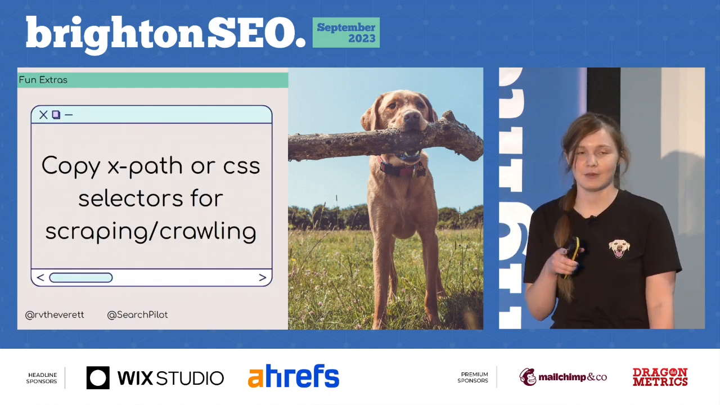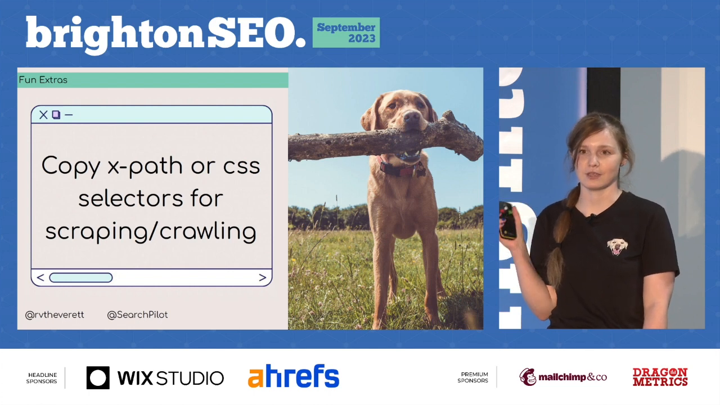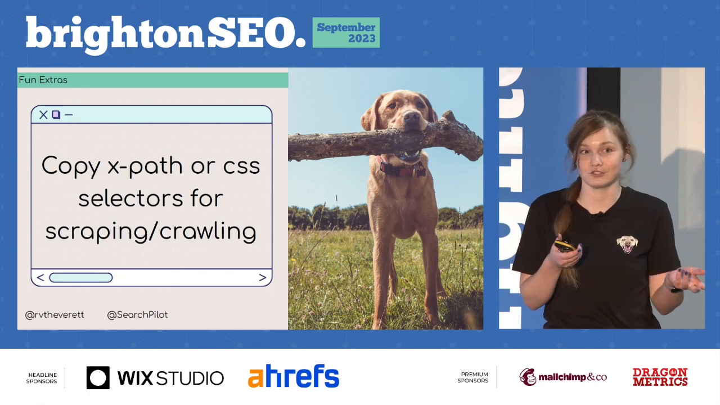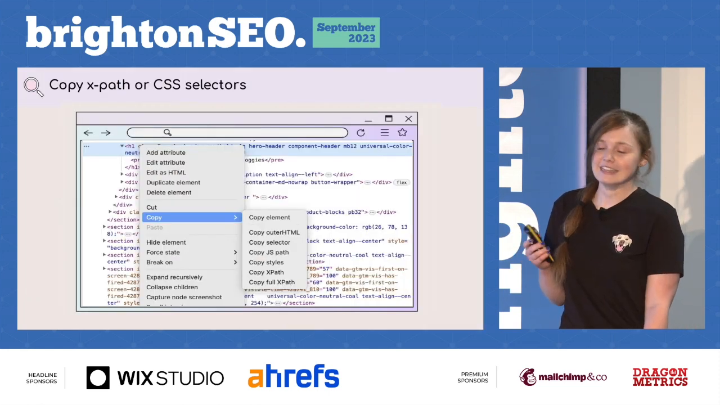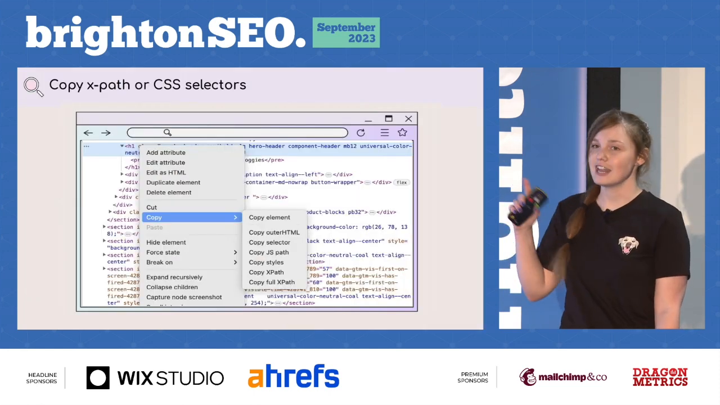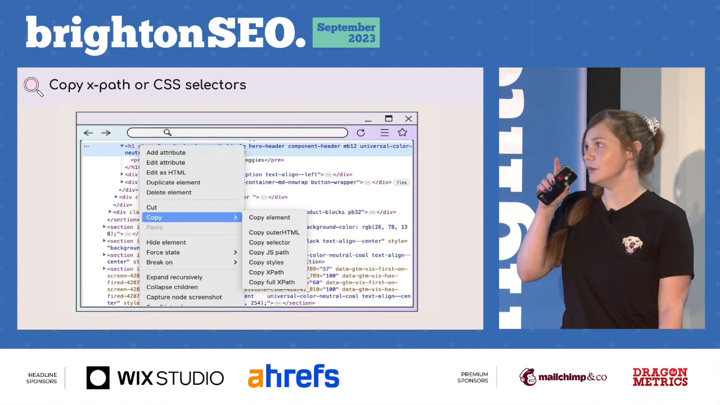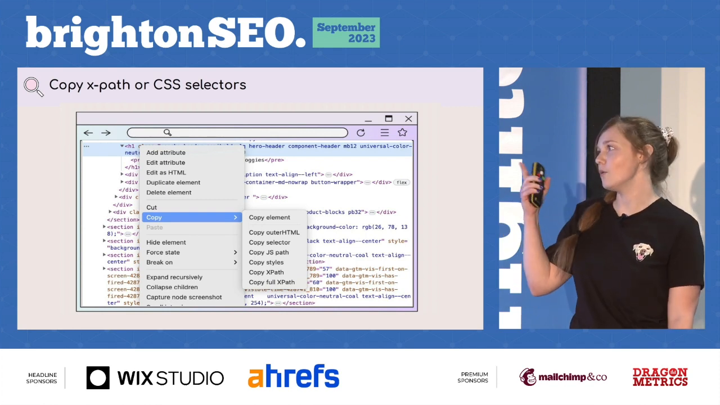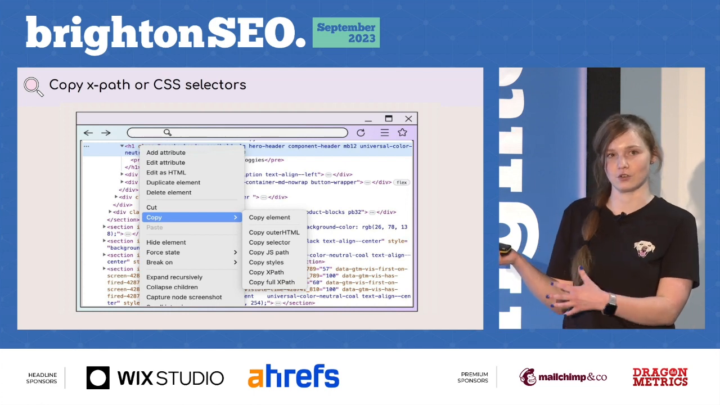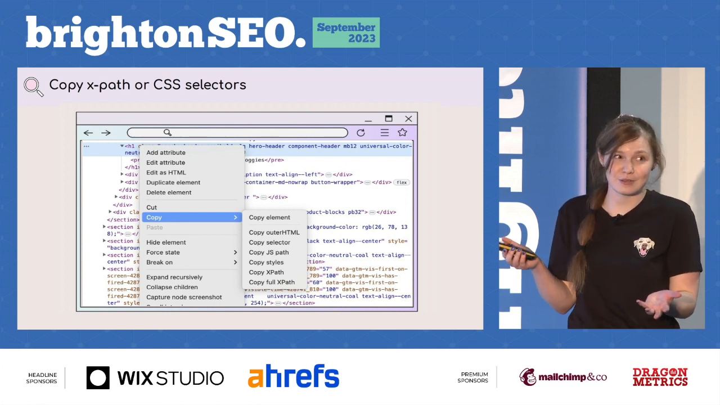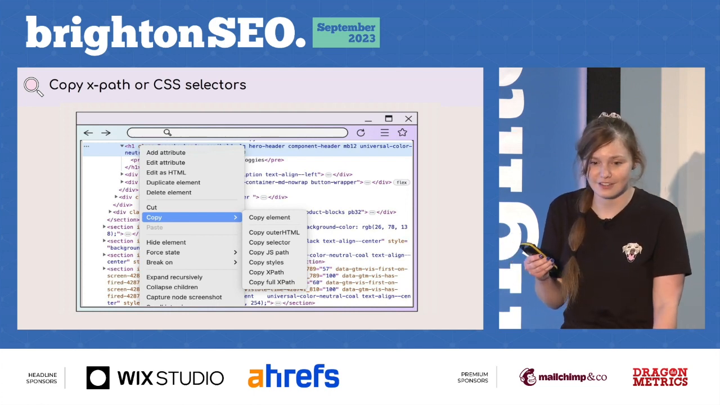So we can copy XPath and CSS selectors for scraping and crawling, which today I learned you can also do in Screaming Frog, so maybe you don't need this, but we'll run through it anyway. We can take whatever element we want from the Elements tab. We can select copy, and then you can copy the selector, you can copy the XPath, you can copy whatever you want, and then paste that into your crawling tool, just in case you don't have Screaming Frog. Does anyone not have Screaming Frog?